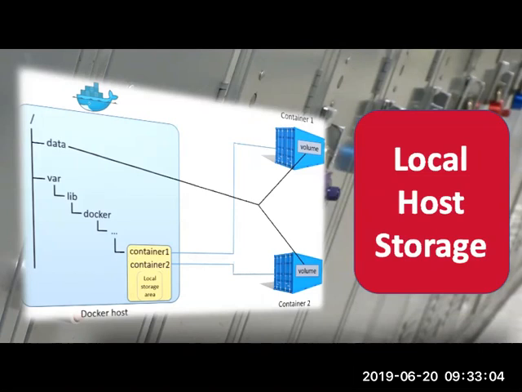So this is how local host storage can be used. But there is one problem here. Consider that this node goes down and the orchestrator starts your container on a different node. It could be possible that on that node this path is not present, and then your workloads will start failing.